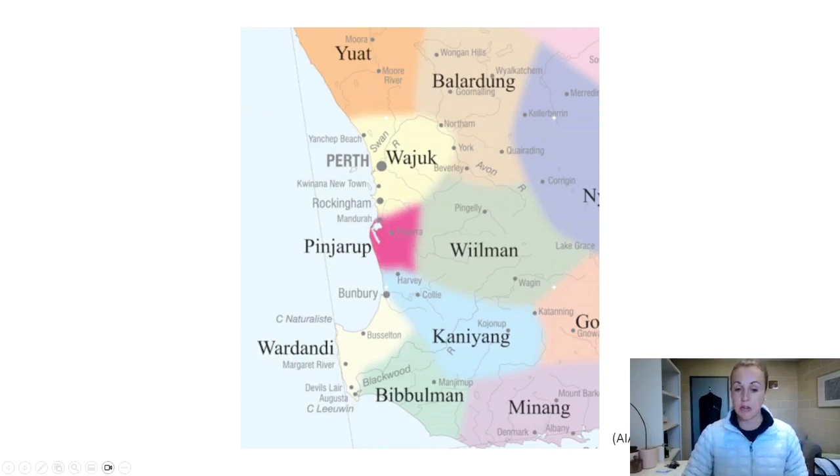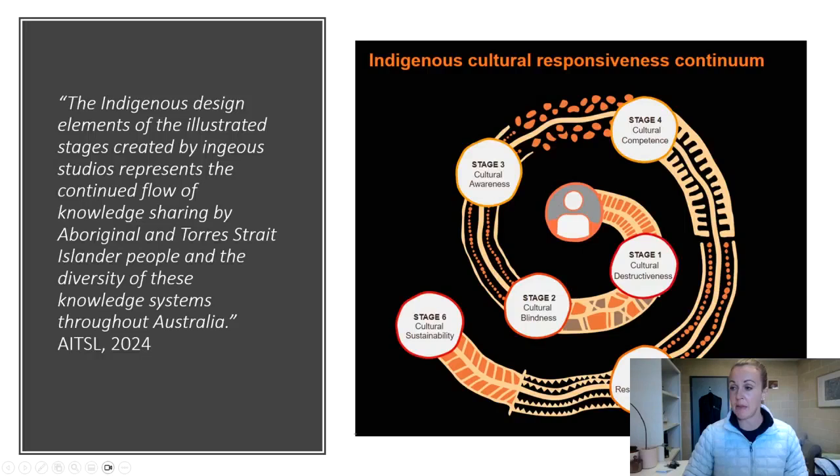Teachers here in Australia can educate themselves about these things and a lot of different aspects of Aboriginal and Torres Strait Islander cultures. There is a cultural responsiveness curriculum that we can engage with online, and we have a responsibility as educators to be at least stage 4.